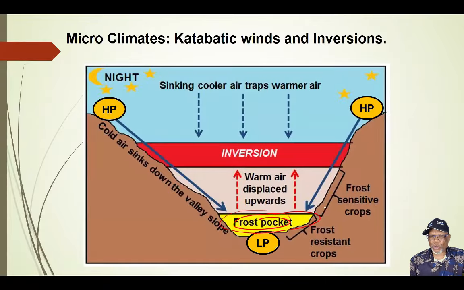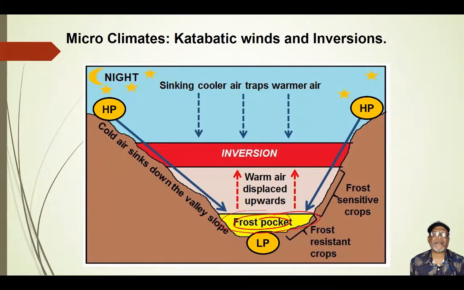Where are you going to grow them? You grow them just a little bit above the frost pocket. And what are you going to grow in the frost pocket? You are going to grow the crops that can resist the frost. So what do you have there? You have a process called temperature inversion.